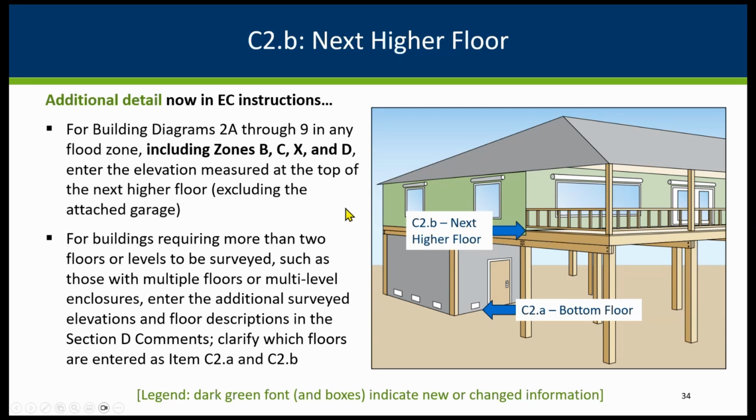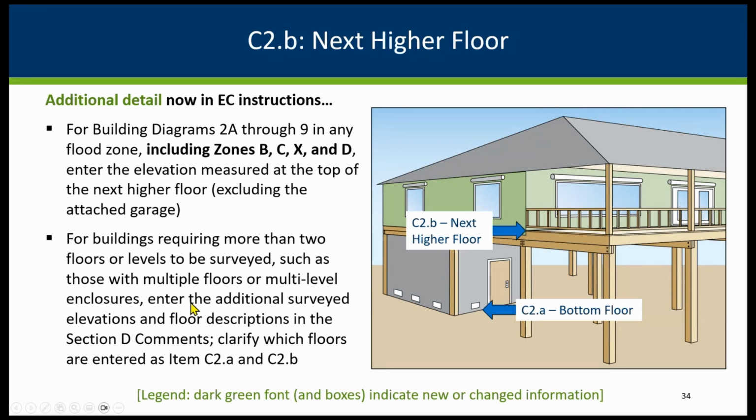Then for the other building diagrams, you will be selecting one of those, even if it's in a low risk zone. On the old maps, you'll see zones B and C. On the newer maps, you'll see zone X's. And a few of our counties have zone D. So you are still selecting which building diagram, which type of building it is, no matter what zone it's in.